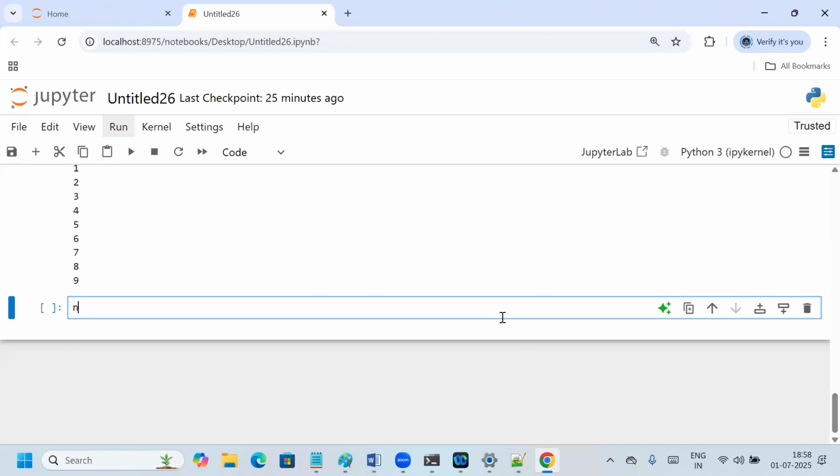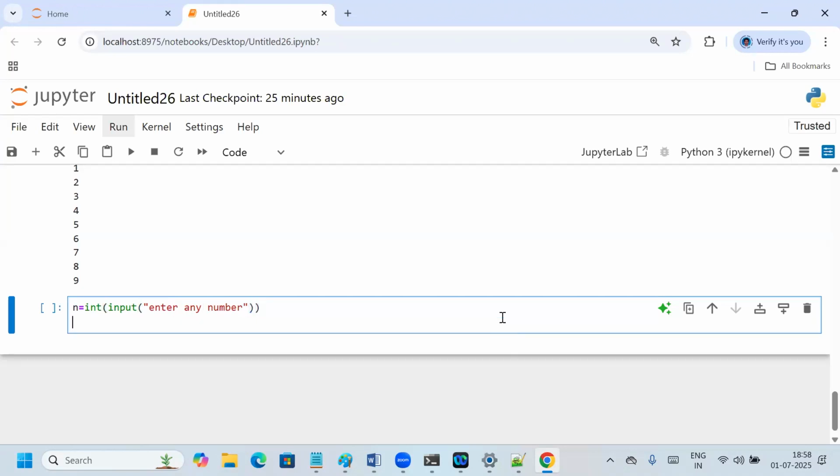First of all, I will take a number from the user guys. Int input, enter any number. This number you have to check guys, whether it's a prime or not. So what should I do now?